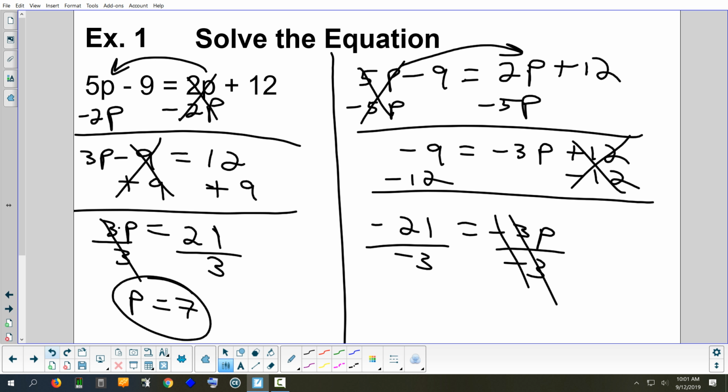Negative divided by negative gives me a positive. Nice, positive. And what's negative 21 divided by negative 3? Positive 7. Who's P? P is 7. So, did it matter which way we did it? No. I prefer the way on the left because I can avoid negatives. Now, there might be some problems that no matter which way you do it, you're gonna get negatives. You can't avoid it. Maybe the final answer comes out negative, and that's just the way it is. Okay?